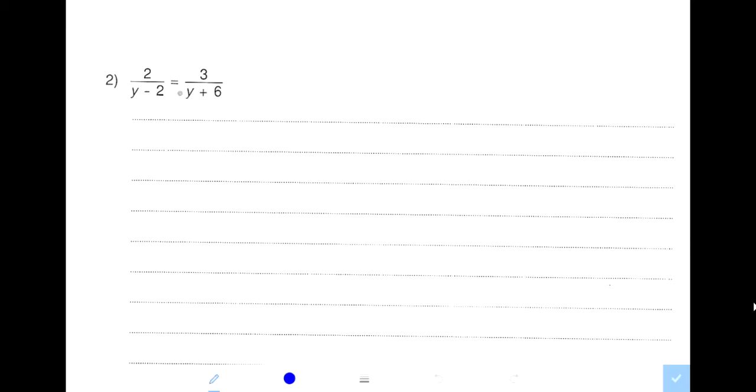Okay, this one, cross multiply. Okay, have no other choices. Okay, cross this up there. So it's 2 times y plus 6 equals 3 times y minus 2. Okay, 2 times 6 is 12. 3 times 2 is 6.